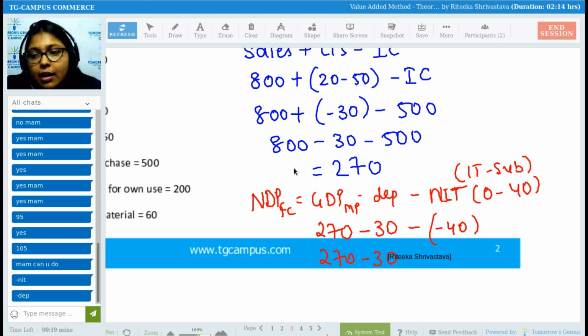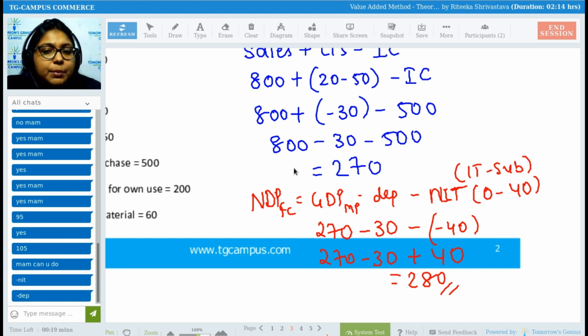270 minus 30 minus minus 40. Now you have to solve this. You will get NDPFC. So 270 minus 30 plus 40 is 280. And that is the answer. You get NDPFC.